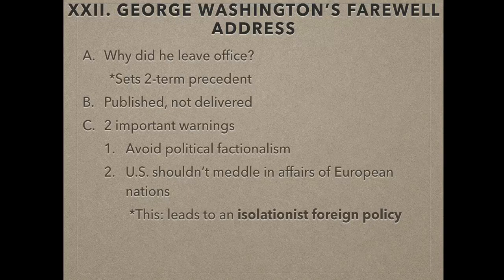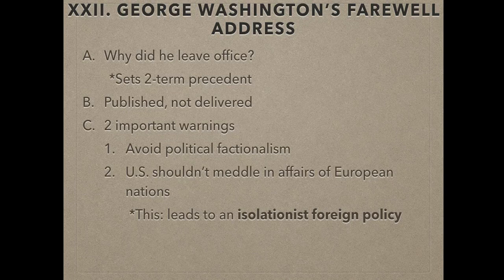Okay, if you're still writing, it's okay. I'm just going to talk about this for a minute. I don't think there's too much that you'll need to add here. The one thing that I would maybe add, if it will help you, is under number 1, so avoid political factionalism. If it helps you, you could add in parentheses political parties. Okay, so let me talk about this for a minute.